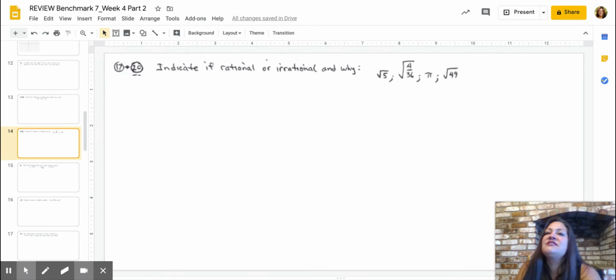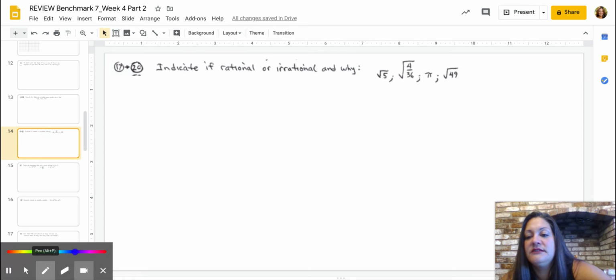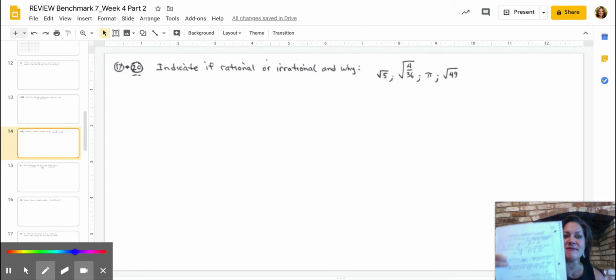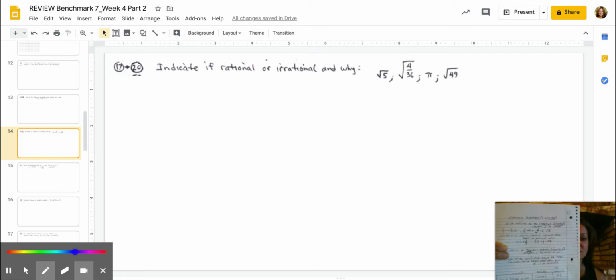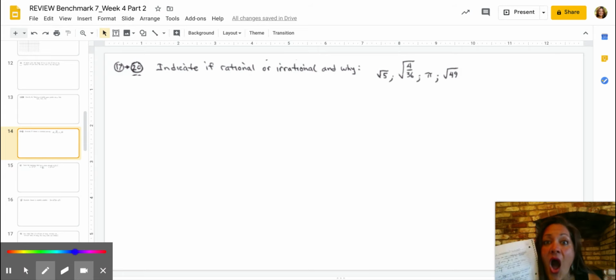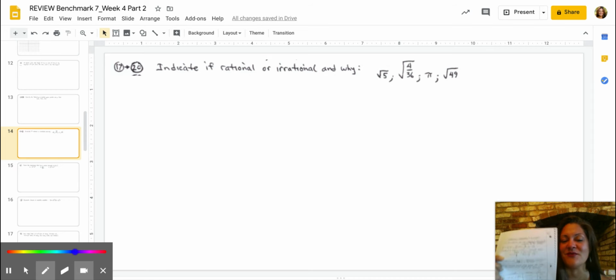And that brings us to 17 through 20. So there's 4 problems here. Indicate if rational or irrational and why. Okay. So for this, rational and irrational, if you're not sure, look what I did. I pulled from my math notes on rational and irrational numbers, and all you had to do was put this in your folder. You didn't even have to write it down if you didn't want to. What a great resource.